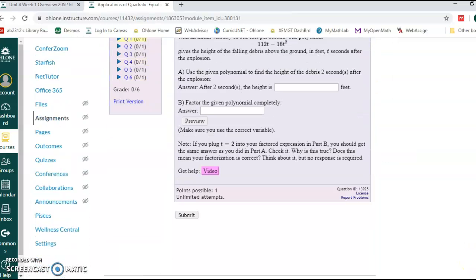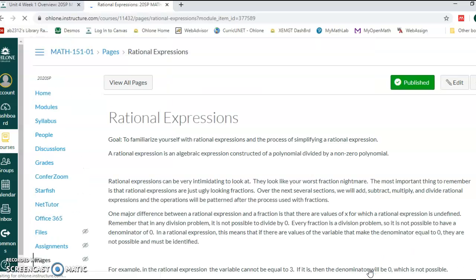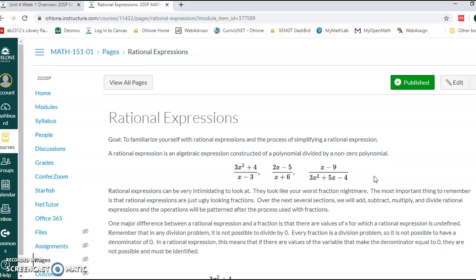the next part of the class, the end of the class, is all about rational expressions. And rational expressions look like fractions. And because they look like fractions, they can be scary to look at. The thing to remember is they act like fractions too. And so when you add fractions, you have to have a common denominator. When you add rational expressions, you have to have a common denominator. When you multiply fractions, you multiply straight across. You're going to do the same thing with rational expressions.